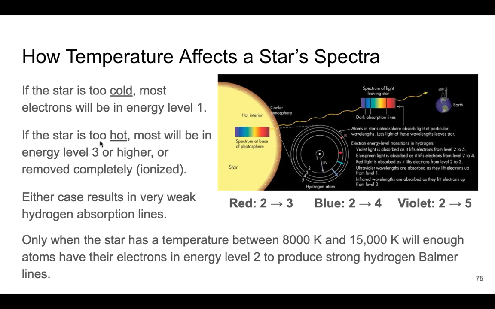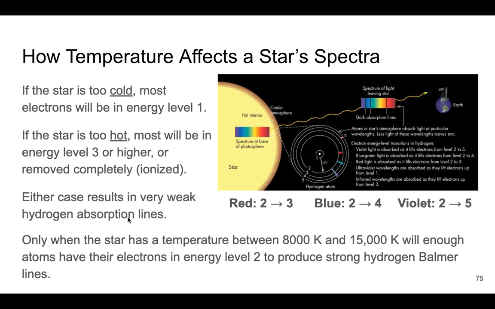If, on the other hand, the star is too hot, it's got so much energy in it that most of the electrons are going to be in the third or the fourth or the fifth energy level already, or they might just be completely ionized, ripped off of the hydrogen atoms. In that case, nothing's jumping from 2 to 3 or 2 to 4 or 2 to 5 because nothing's in 2. Everything's already in 3, 4, 5, or higher. So if you have either of these cases, you're going to have very, very weak hydrogen absorption lines.